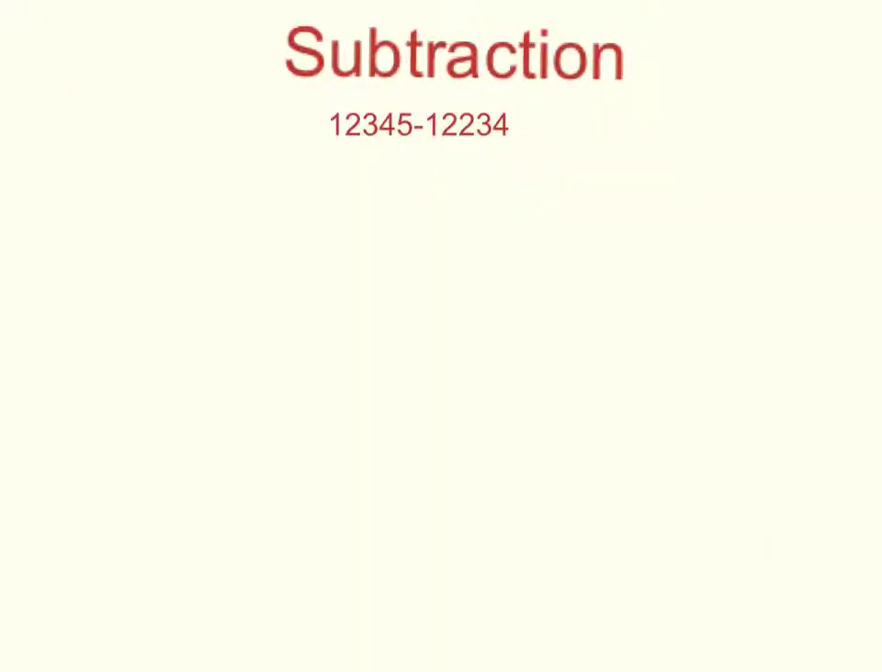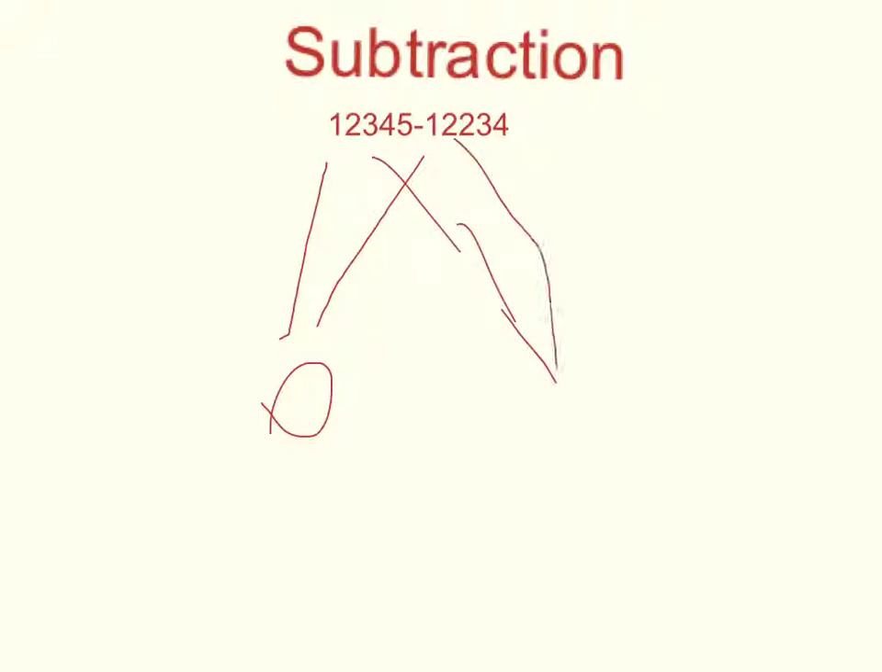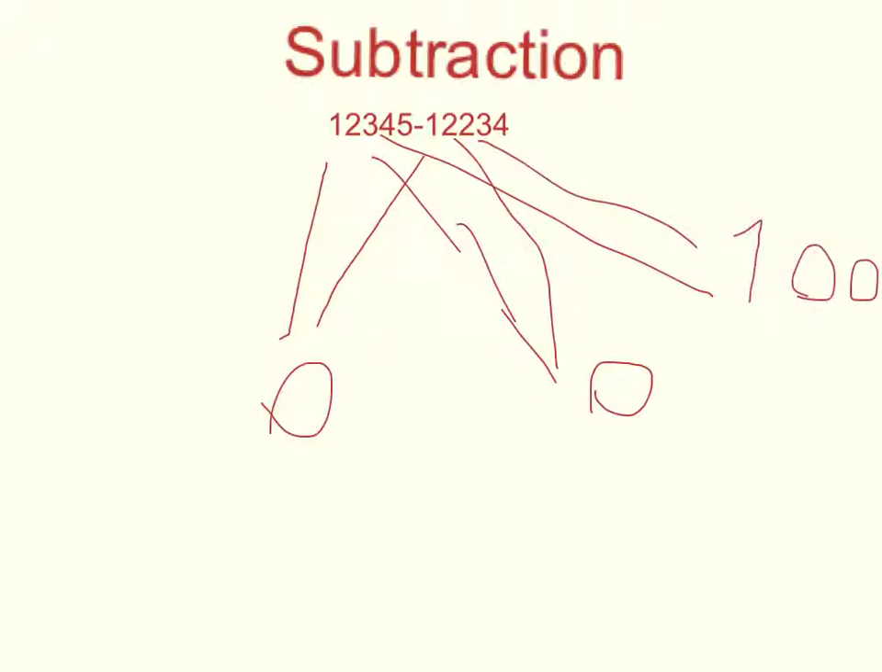This is subtraction. Let's use the chunking for subtraction method. 10,000, 10,000, 0. 2,000, 2,000, 0. 300, 200, 100. 40, 30, 10. 5, 4, 1.